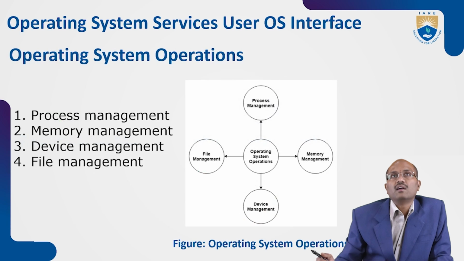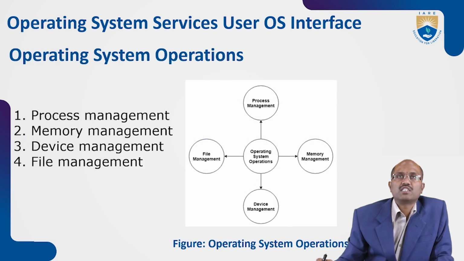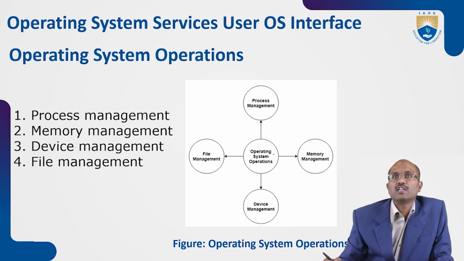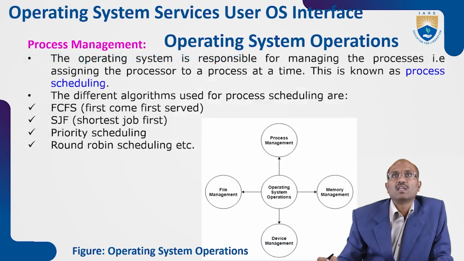Okay. Then coming to the operations of the operating system. There are 4 major operating system operations: process management, memory management, device management, and file management. This is the diagram of the figure. Operating system operations is the center, connecting to process management, memory management, file management, and device management. Let me check one of the primary operations, process management.